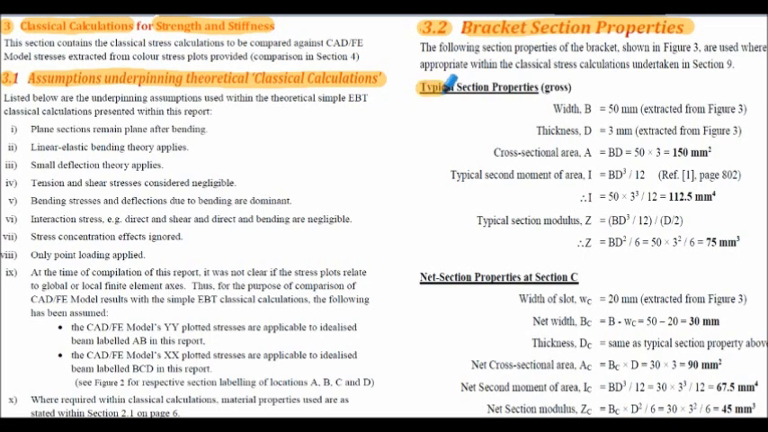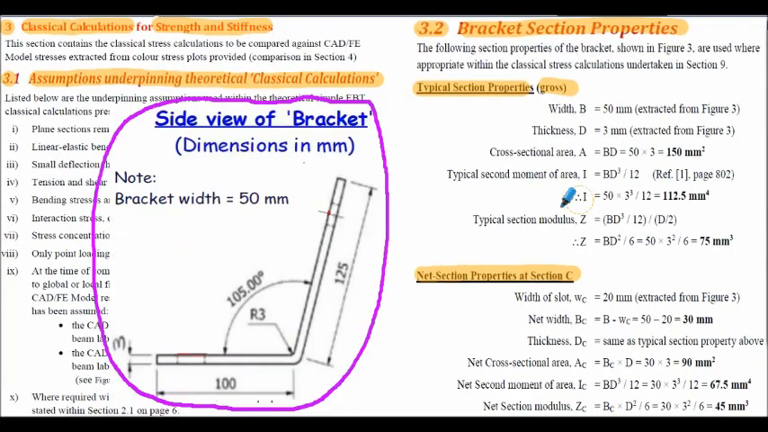So I have section properties related to what I term the gross section. That's a section away from the hole area. And I have net section properties. That's a section through the hole. Again, purely for reference, I've added this side view of the bracket to the slide here.